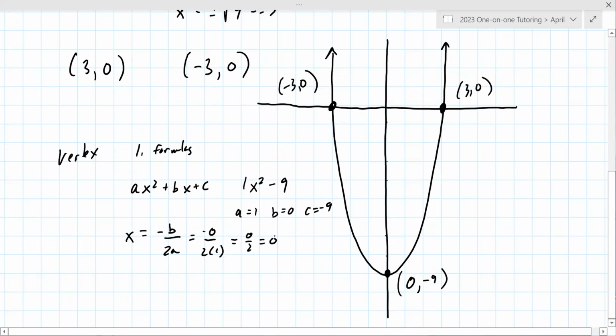To get the y value, you put 0 back in for x. So 0 squared minus 9. So it's like you're doing the opposite, or you're finding the x value and then you're putting it back into the equation to get the y value. Inverse is a bad word to use.